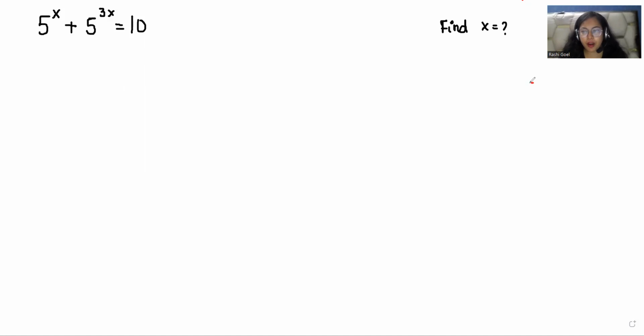So here 5 power 3x is given. According to the exponent rule, x power m power n is equal to x power mn. So 5 power 3x, I can write as 5 power x power 3. So I'm going to replace it. So 5 power x plus 5 power x power 3 is equal to 10.